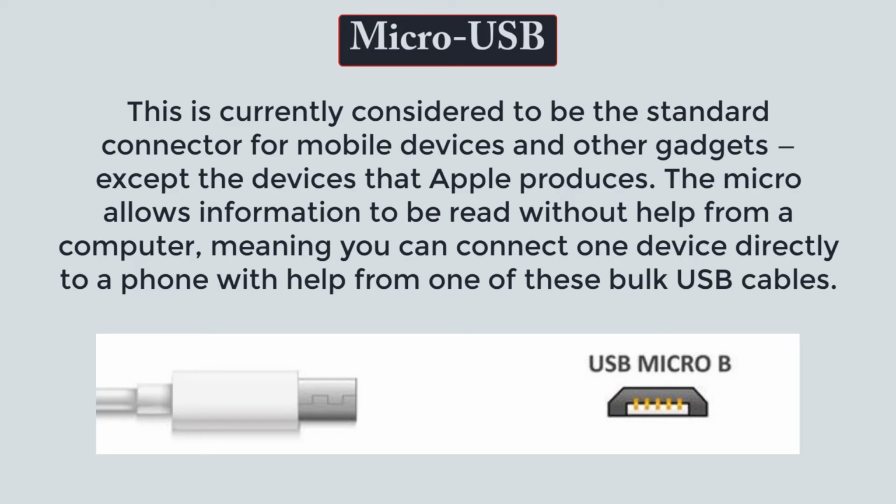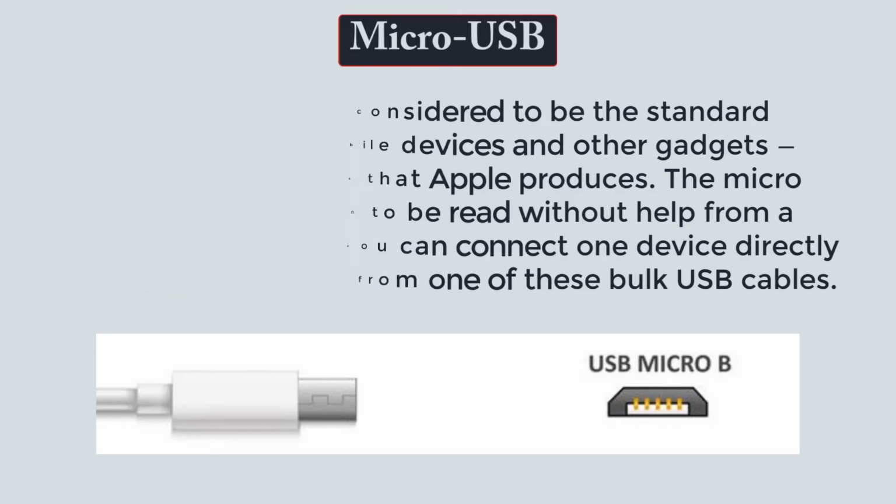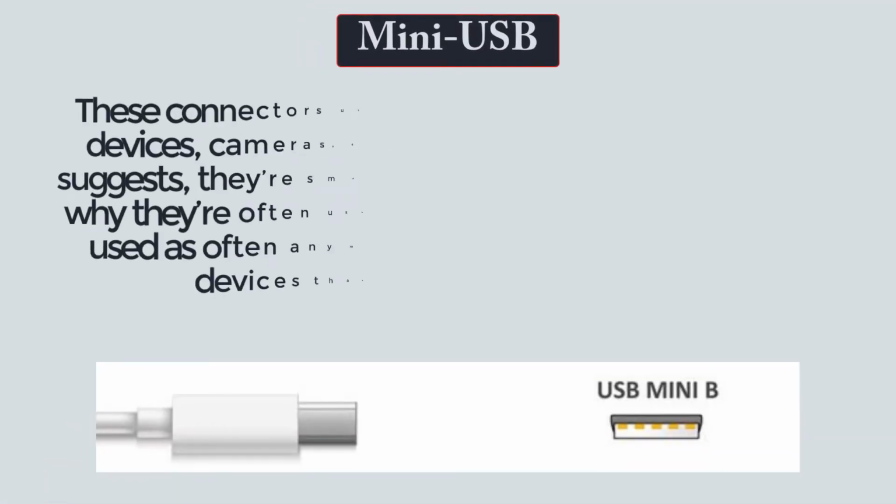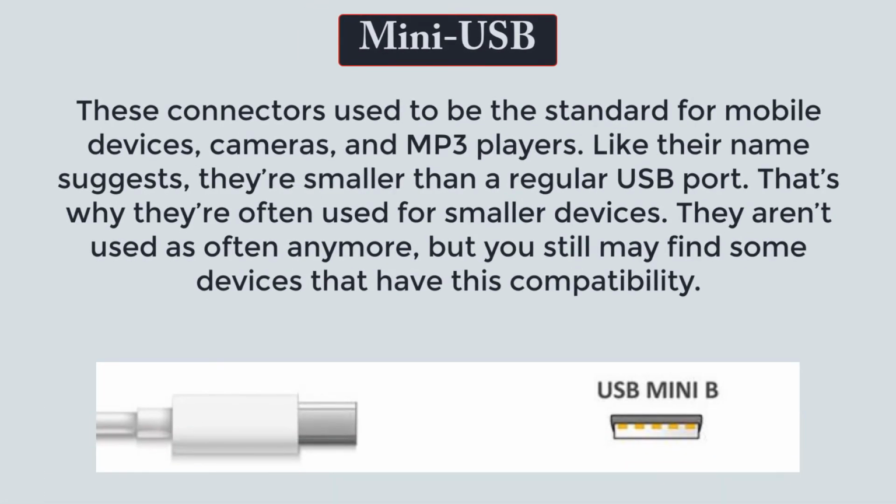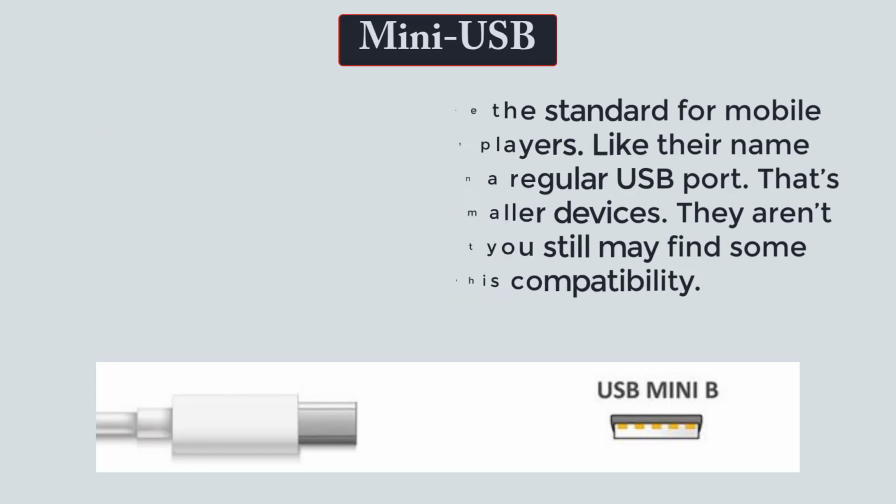The Micro allows information to be read without help from a computer, meaning you can connect one device directly to a phone with help from one of these bulk USB cables. These connectors used to be the standard for mobile devices, cameras, and MP3 players. Like their name suggests, they're smaller than a regular USB port. That's why they're often used for smaller devices. They aren't used as often anymore, but you still may find some devices that have this compatibility.